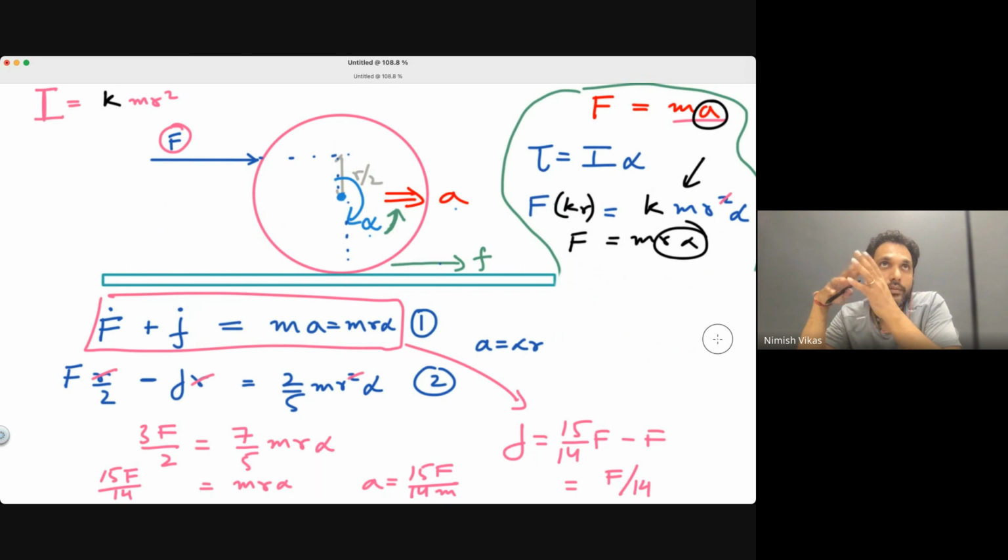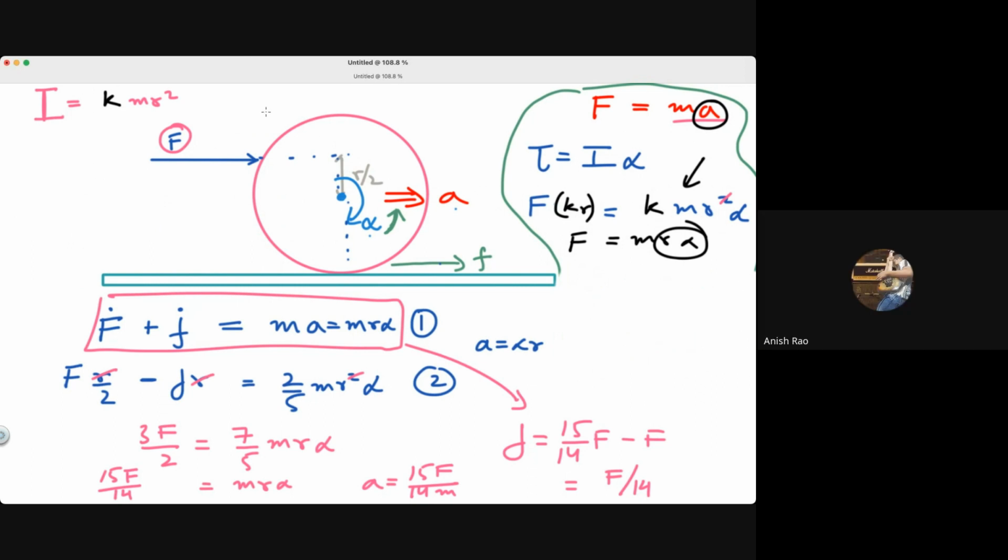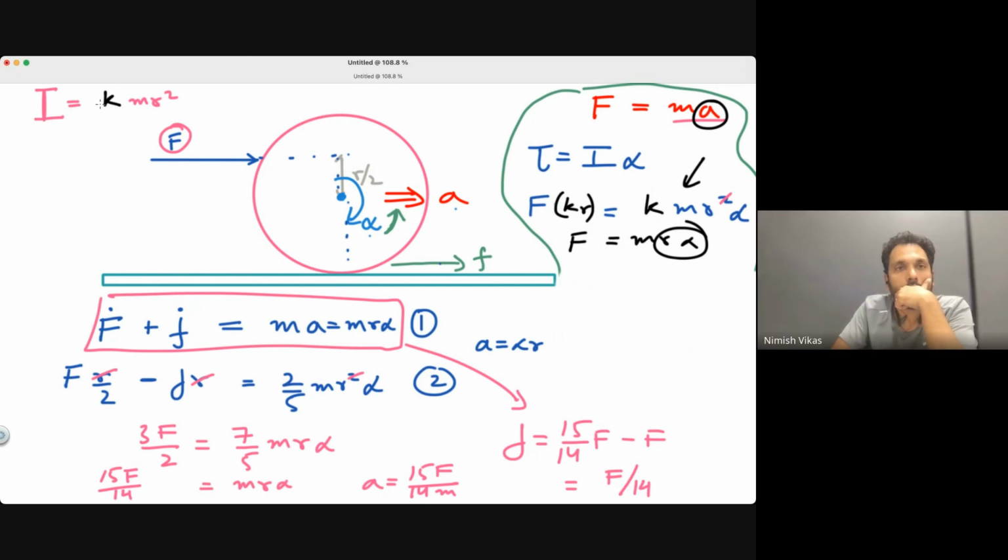The other question is, which shape requires the force to be right on the top? Your answer can be none of the shapes. What do you think? Which shape requires a force right on the top? Sir, ring. Absolutely right. Ring has a moment of inertia of mr square, right? So k is equal to 1. So you have to be kr away, so 1r away, right on the top. Is that clear?